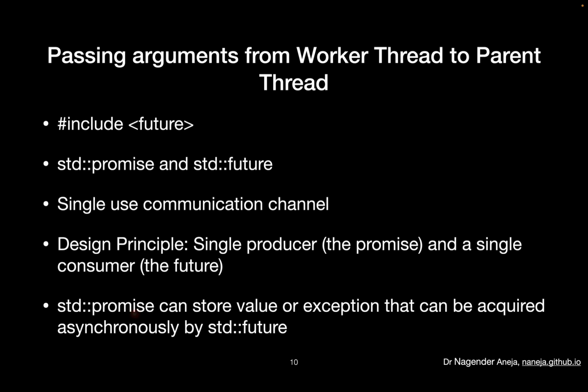Right? So standard promise can store values or the exception as well. So we can call set value or set exception on the promise. So promise can store values or the exception that can be acquired asynchronously by the standard future. So the main thread doesn't need to wait for that thread to execute. So main thread can acquire whenever the main thread wants. It can acquire the value asynchronously using the standard future, right?